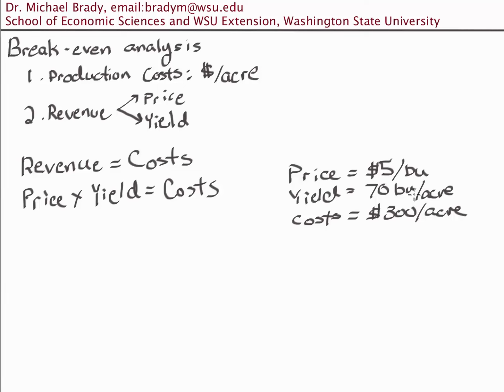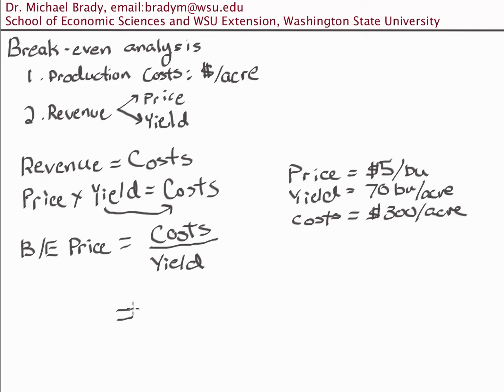Okay, so when you do break-even analysis, you either do break-even price or you do break-even yield, because you need to assume one value to calculate the other. So for this example, let's just work through break-even price, and then break-even yield follows pretty obviously from there. So the way to calculate break-even price is to move yield over to this side of the equation. So you divide both sides by yield. So you get break-even price is equal to costs divided by yield.